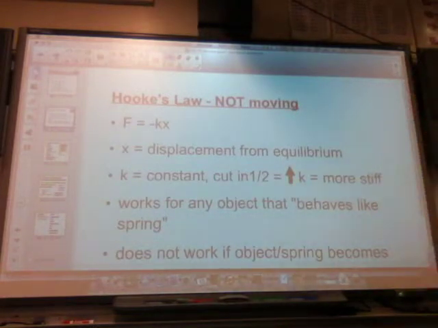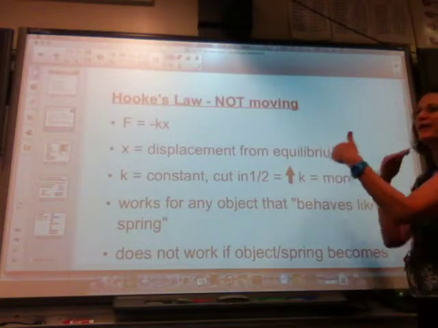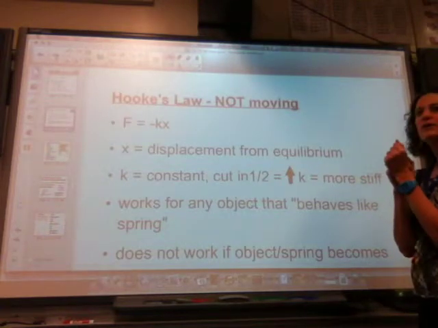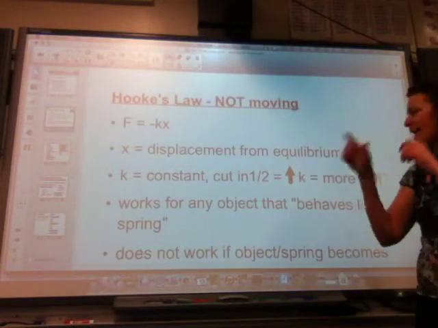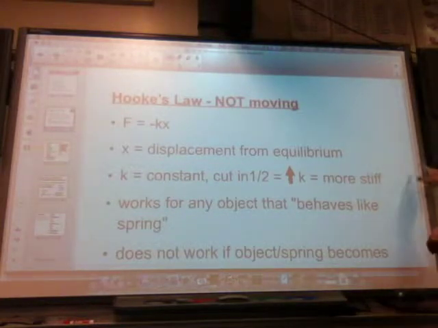K is constant. Now, this part I didn't emphasize, but I need to make sure you understand this. If you cut the spring in half, it gets stiffer. So if I cut it in half, the K is going to get 2 times bigger. If I cut it in thirds, it'll get 3 times bigger, right? Because the number of coils actually determines how stiff it is. And I don't think I pointed that out, so I want to make sure that was in the review notes.